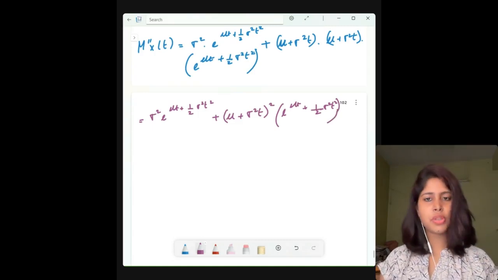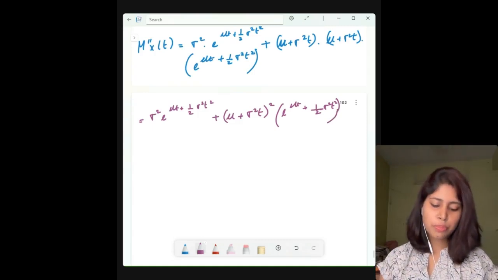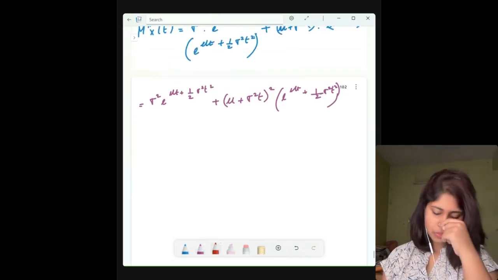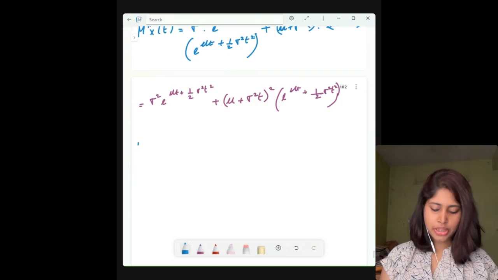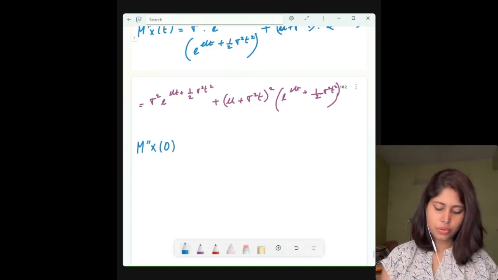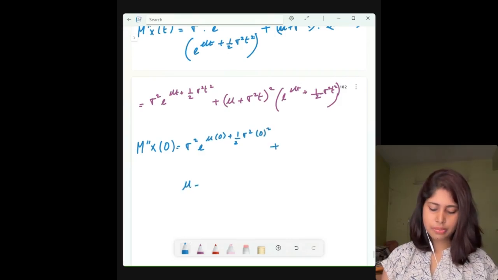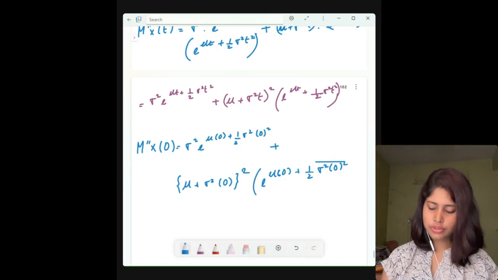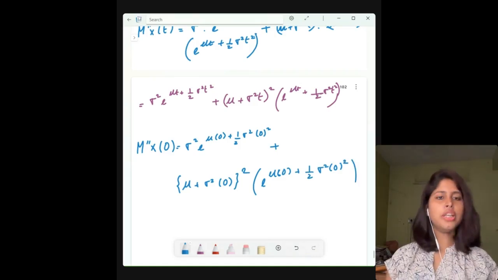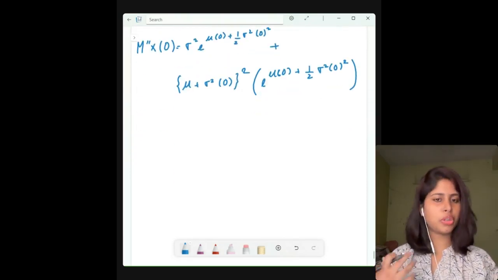Okay, and now next step is what? You need to put t to be 0. Now if you put t to be 0 here, then what happens? M double dash x 0 is equal to sigma square e to the power mu 0 plus half of sigma square 0 square, plus mu plus sigma square 0 whole squared, then e to the power mu 0 plus half of sigma square 0 square. Okay, so this is what is happening if we put t to be 0.